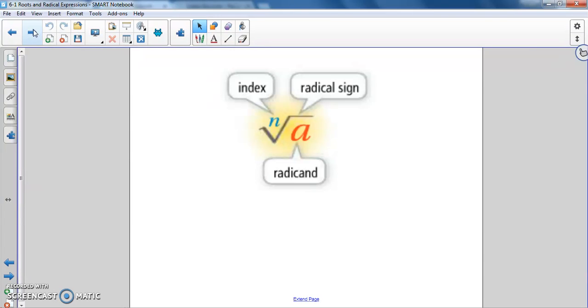So let's just look at this. We use a radical sign to indicate a root, and the number under the radical sign is the radicand, which is a, and the index gives you the degree of the root, which is n.